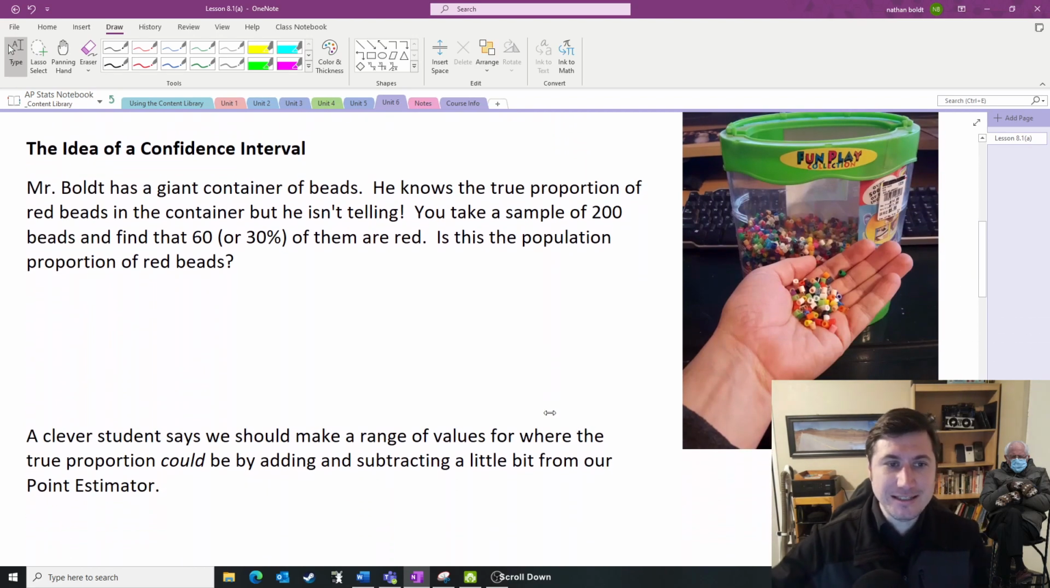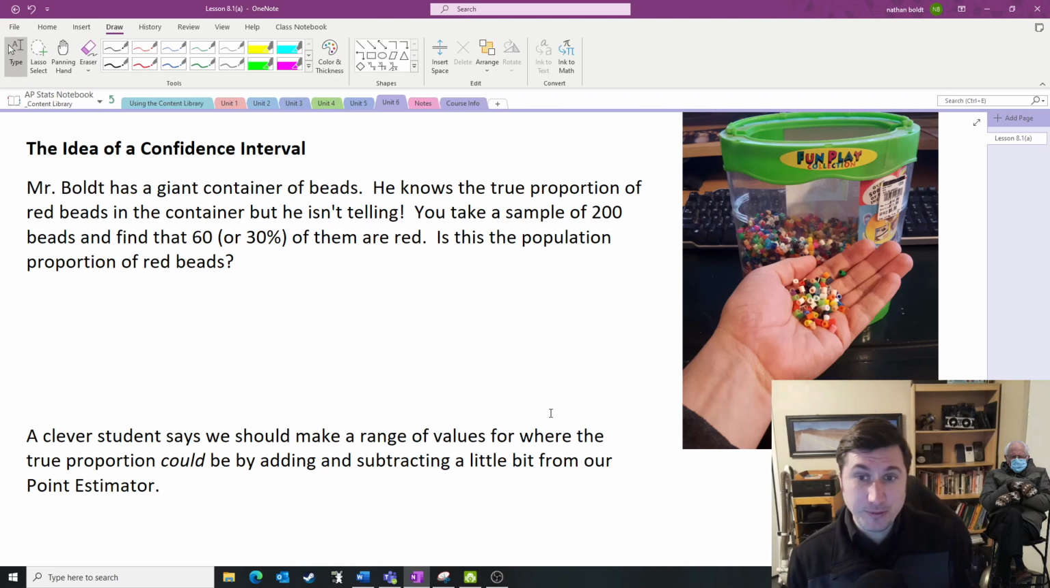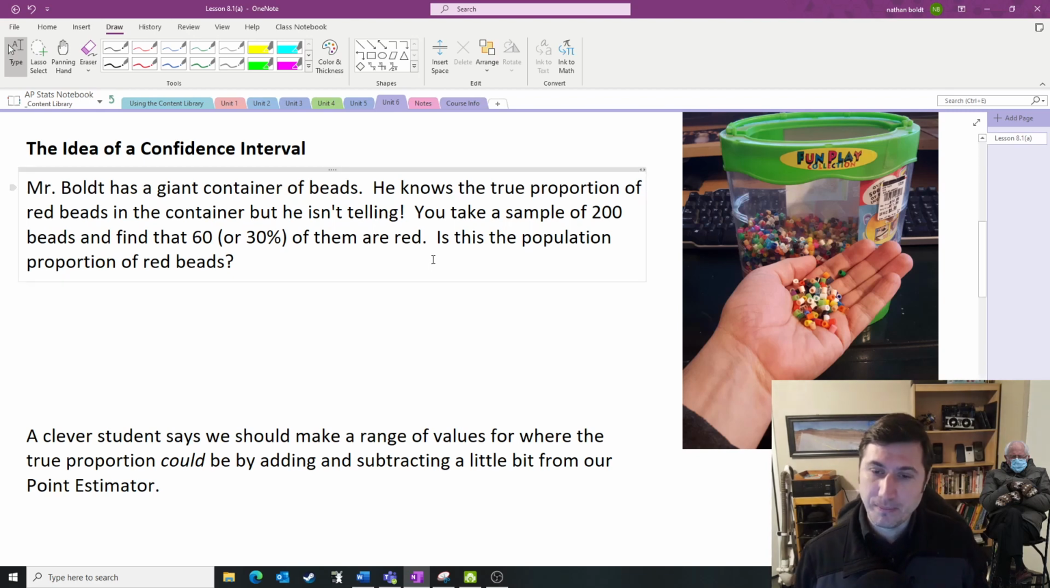So first, the idea of a confidence interval. Mr. Bolt has a giant container of beads. He knows the true proportion of red beads in the container, but he isn't telling. You take a sample of 200 beads and find that 60, or 30%, of them are red. Is this the population proportion of red beads? Hopefully you see that no, that's not the actual population proportion. It's not going to be exactly 30%.